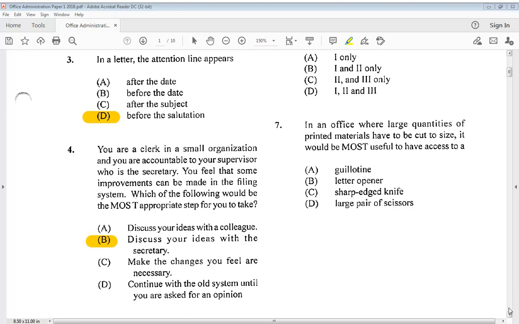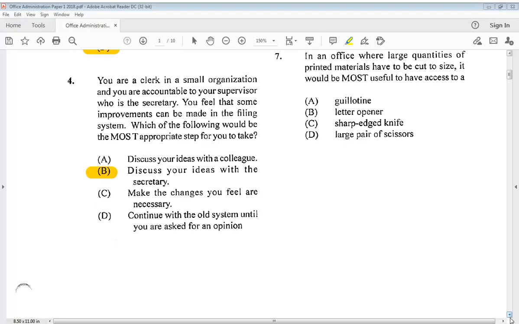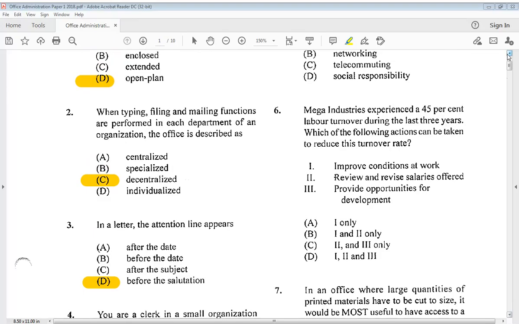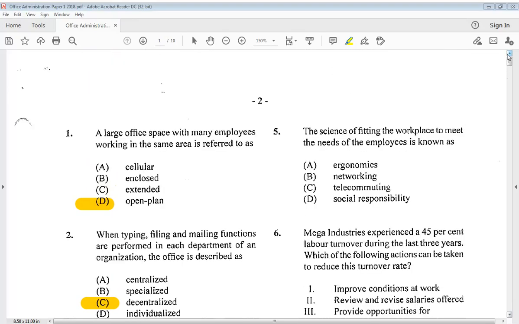Let's go on to question number 5. It says, the science of fitting the workplace to meet the needs of the employees is known as A. Ergonomics, B. Networking, C. Telecommuting, D. Social responsibility. So we know that is A. Ergonomics.